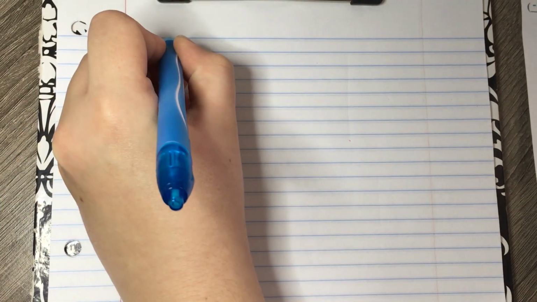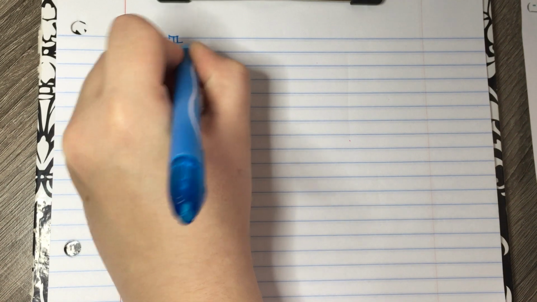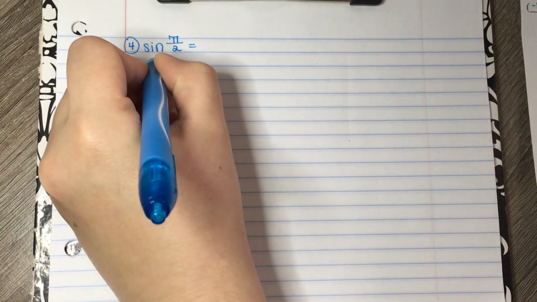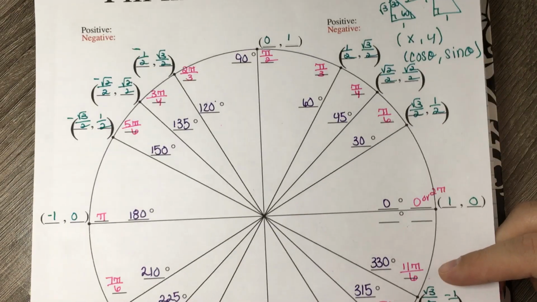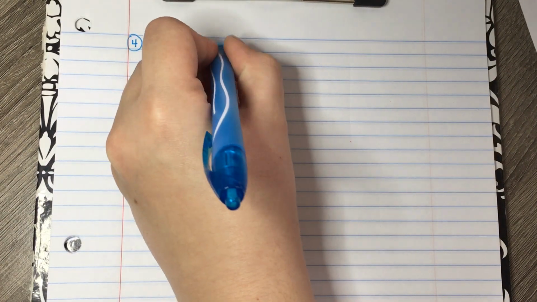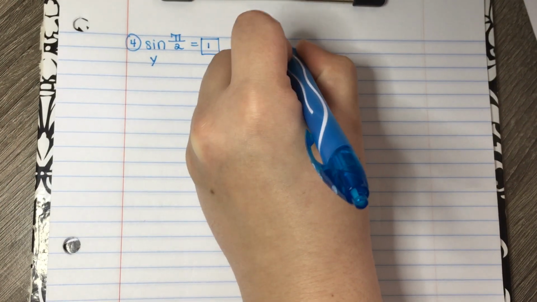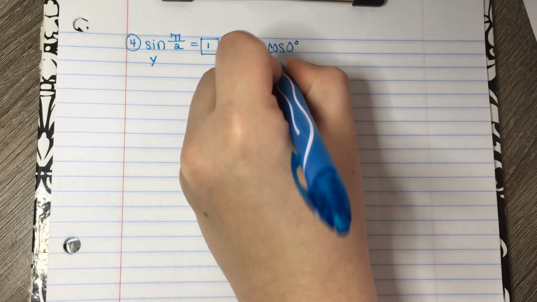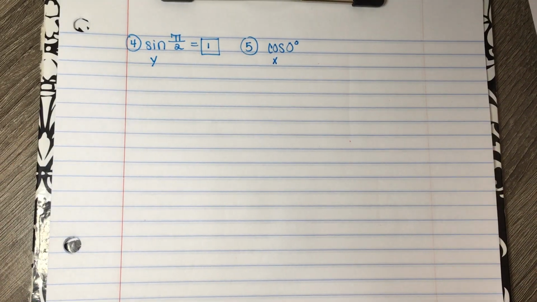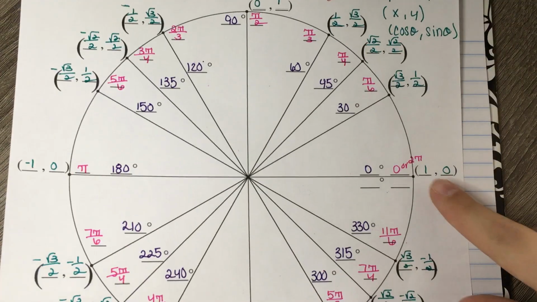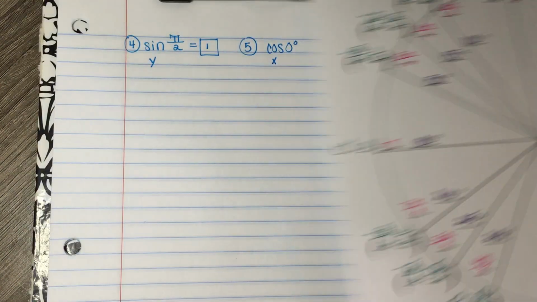All right, let's take a look at the next one here, and that's going to be number 4. And we're going to try sine of pi over 2. Okay, well, sine is my y-coordinate. So my y-coordinate on my unit circle at pi over 2 is 1. There's my exact value, 1. Number 5, let's do cosine of 0 degrees. Cosine is my x-coordinate on the unit circle. So at 0 degrees, my x-coordinate is 1.